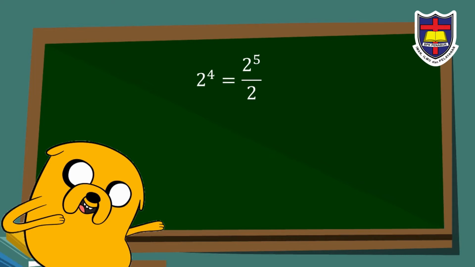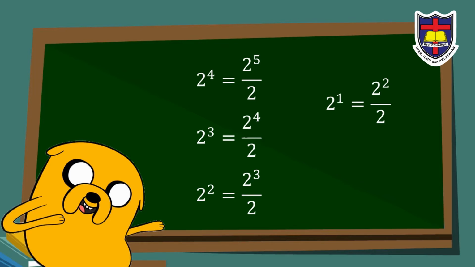So now if I have 2 to the power of 3, 2 to the power of 3 equals 8. 8 is equal to 2 to the power of 4 divided by 2. 2 to the power of 4 is 16. 16 divided by 2 equals 8. Now if I have 2 to the power of 2 equals 4. 4 is equal to 8 divided by 2. So we've already seen the pattern here.